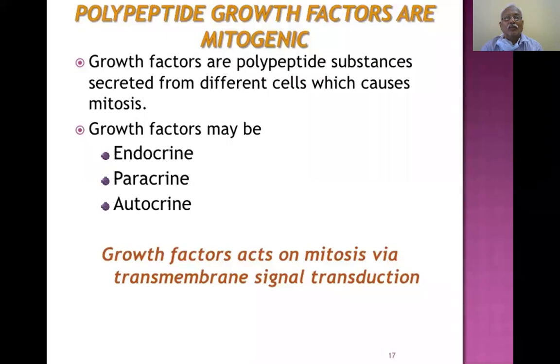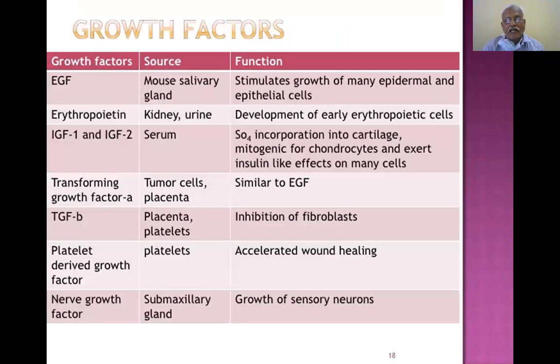Polypeptide growth factors are mitogenic. Growth factors are polypeptide substances secreted from different cells which cause mitosis. Mitosis is very essential for growth, isn't it? So growth factors are needed. Growth factors are directly connected with mitosis, that is growth. Growth factors may be endocrine, paracrine, or autocrine. Growth factors act on mitosis via transmembrane signal transduction.